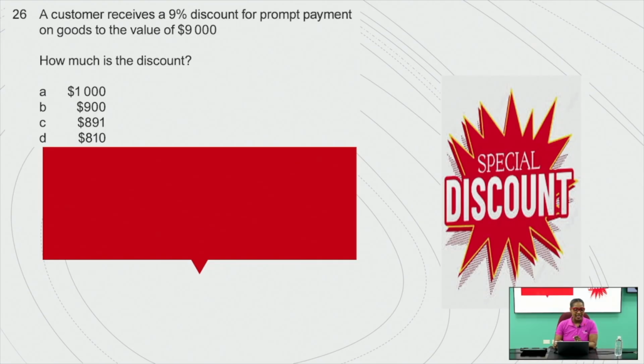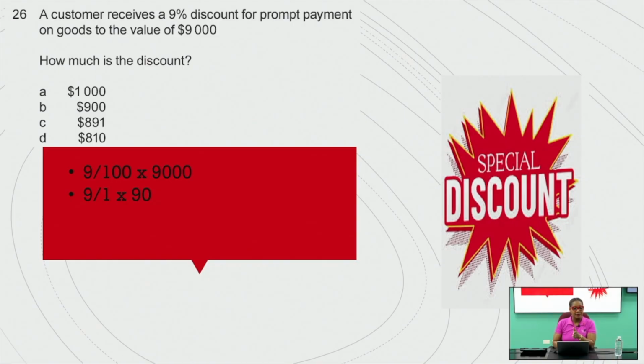A customer receives a discount of 9% if they were to pay promptly for the goods that valued $9,000. The same concept, guys. We're talking about percentage. What is 9%? 9% is 9 of every 100. All right? So 9, so I can simplify. So that's what I did there. I would have divided through by 100, which gave me 100 divided by 100 gave me 1, and 9,000 divided by 100 gave me 90.